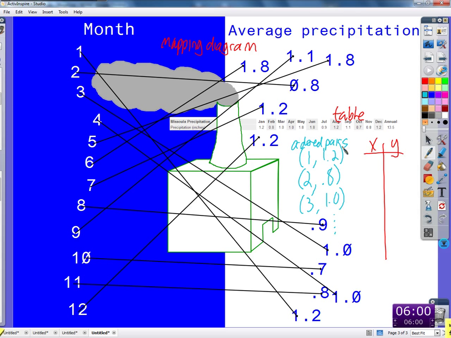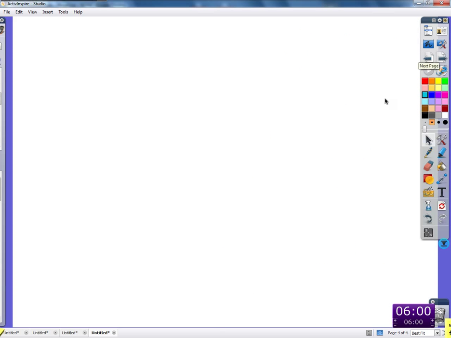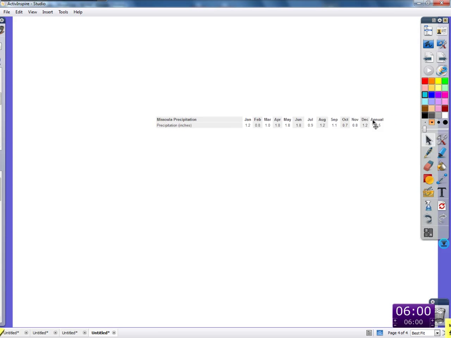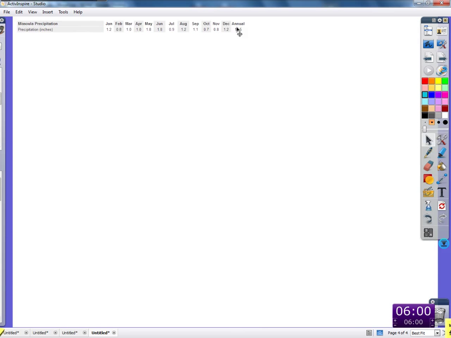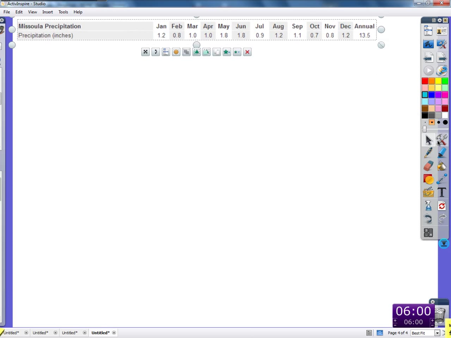How many ways can we represent a relation so far? Three. We got mapping diagram, table, ordered pairs. Copy it over. And here is, well, it's not the only way that's left, but it's the only way that's left that we care about. And that's a graph. Graphs are gonna be really popular with us.